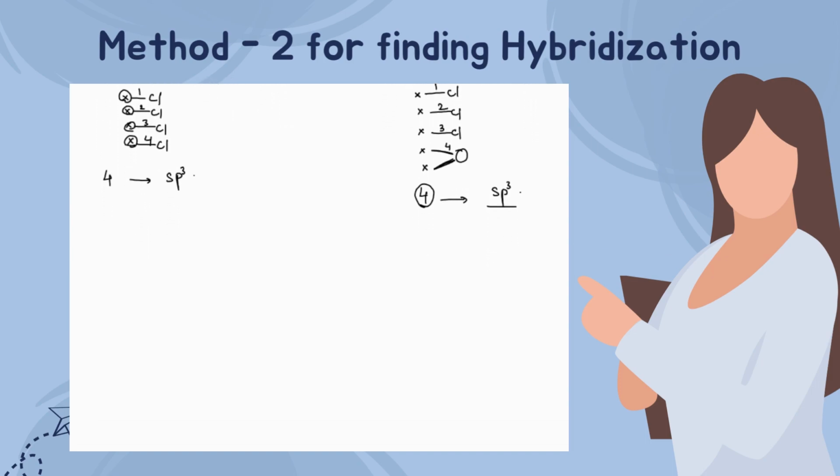Similarly, we can calculate the same for the cations and anions as well. So let us take one cation. Okay, let us take a simple example of a cation like I3 plus.